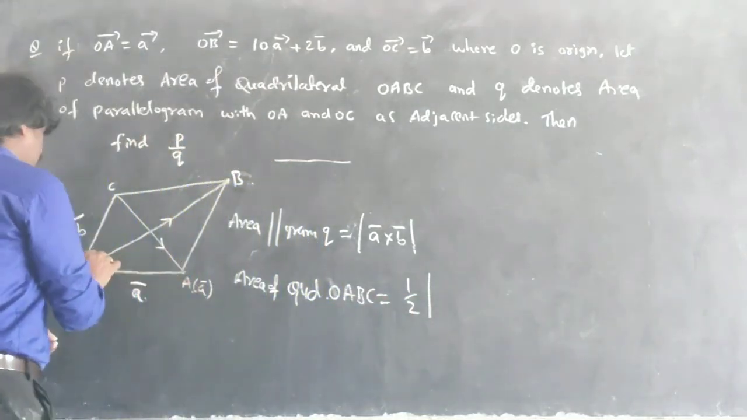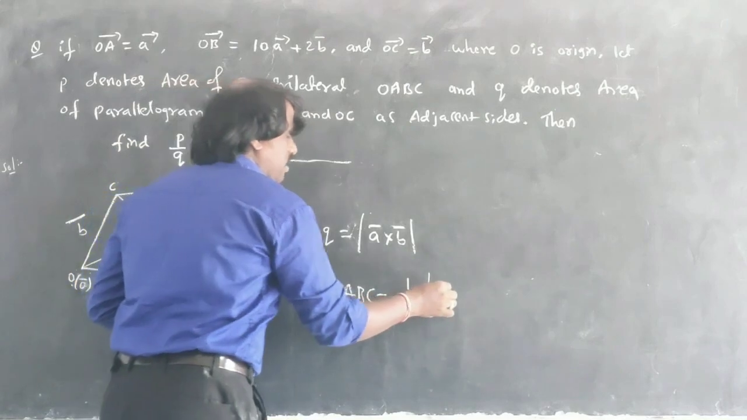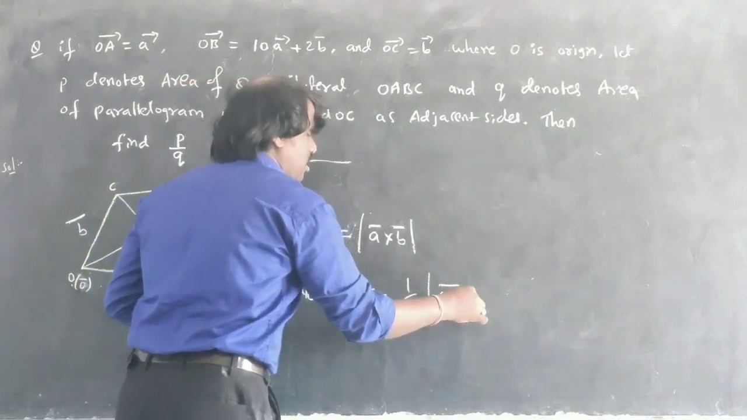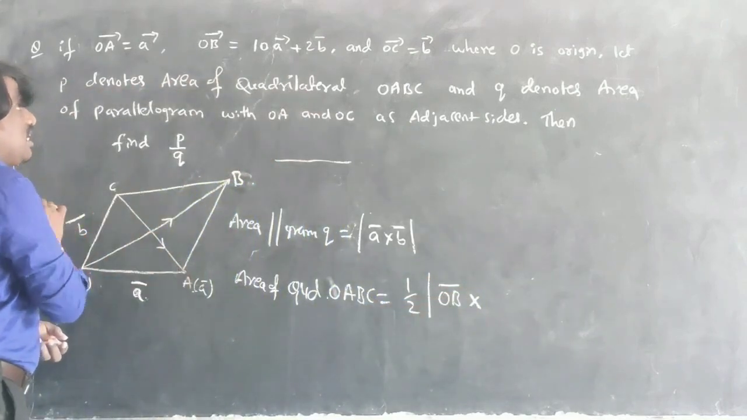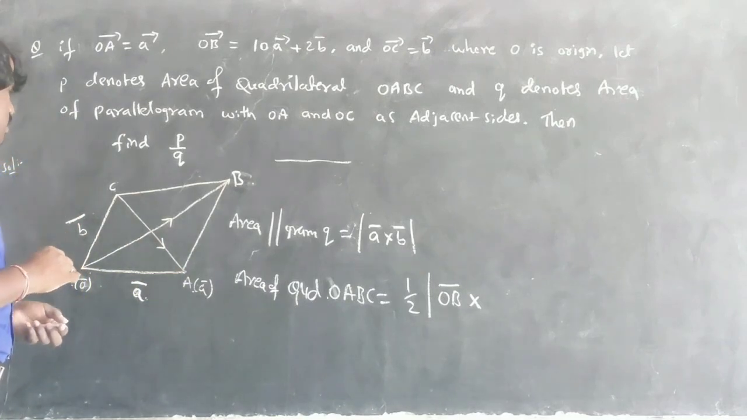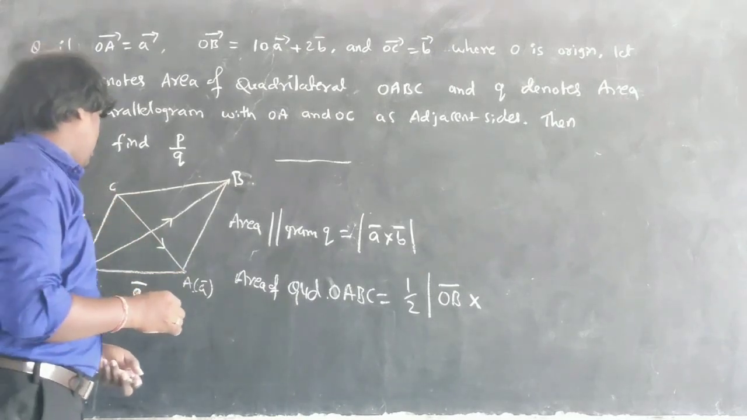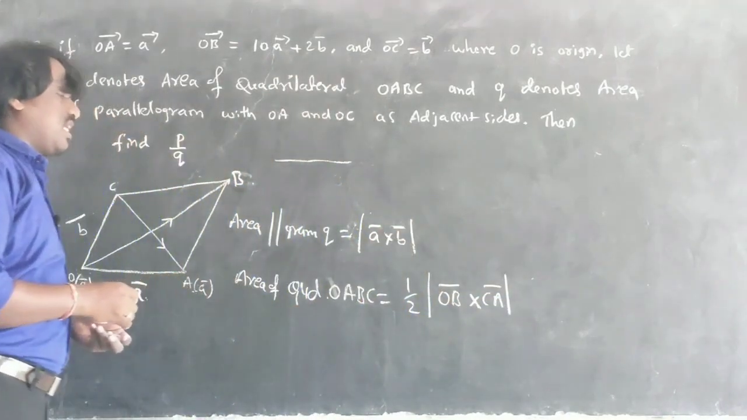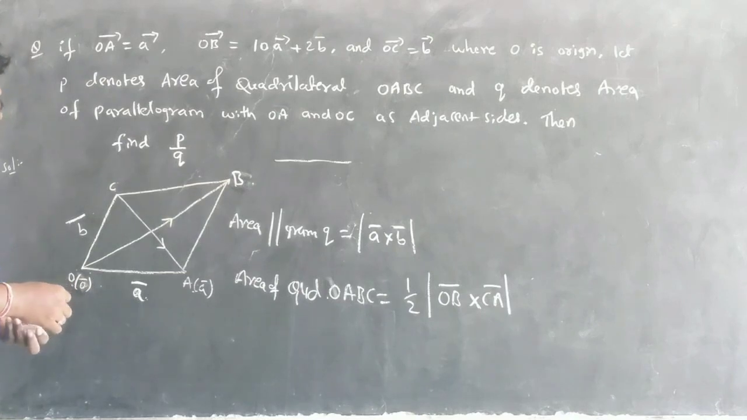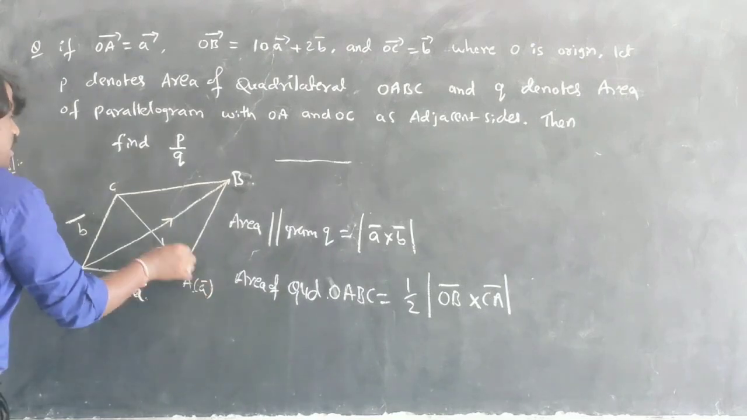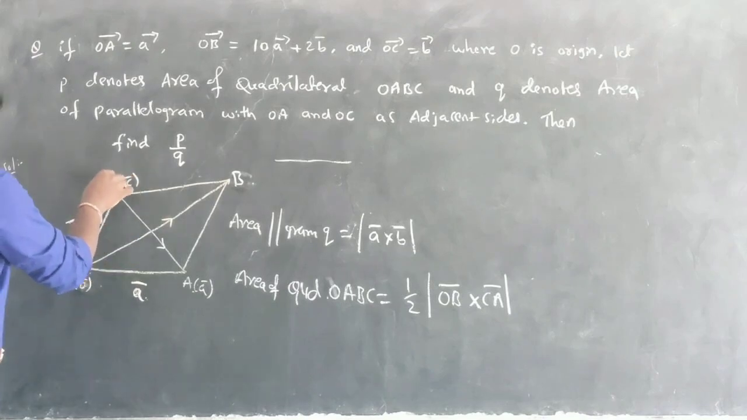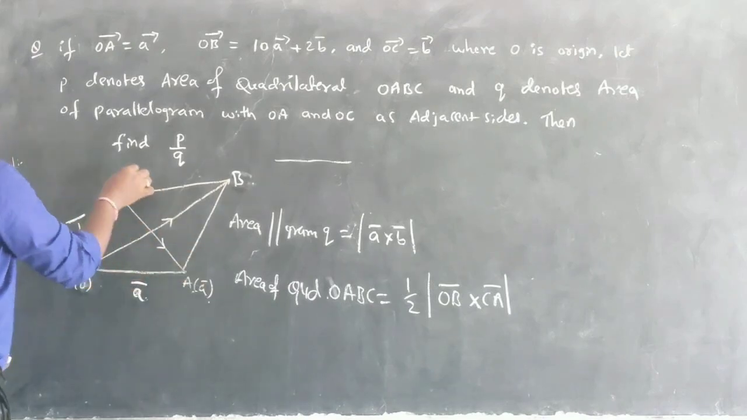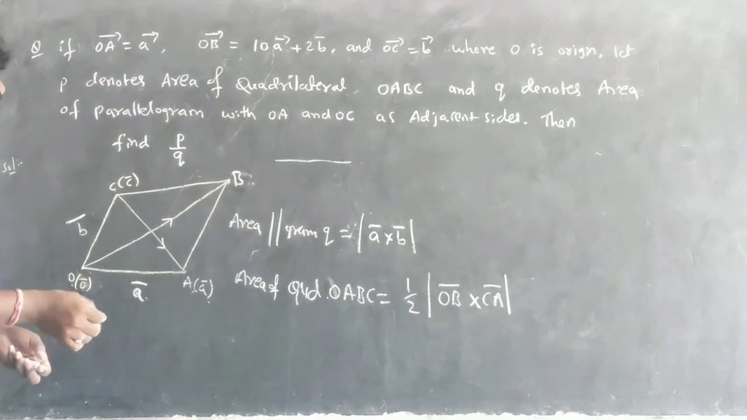What is diagonal 1? This is OB vector. Diagonal 1 will be OB vector. Cross diagonal 2 is CA vector or AC vector, whatever it may be. This is the area of the quadrilateral. OB vector they gave as 10A vector plus 2B vector. OC vector will be what? This is A and this is C. Then CA will be A minus C.